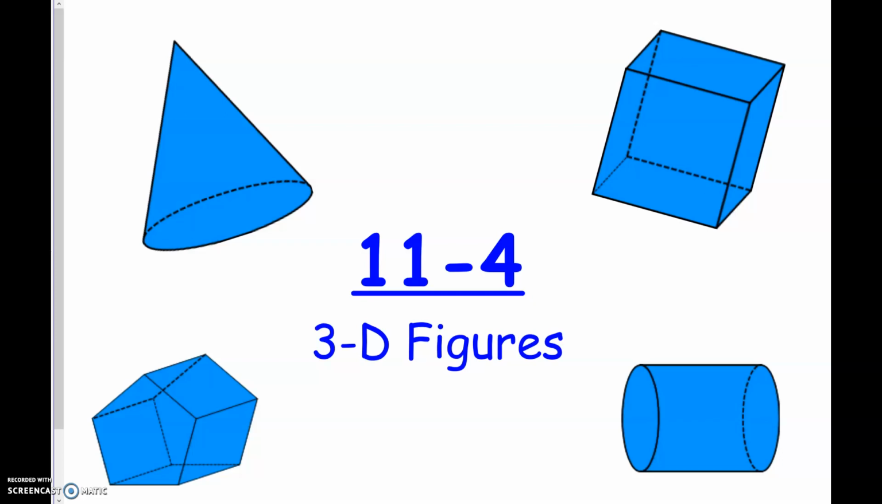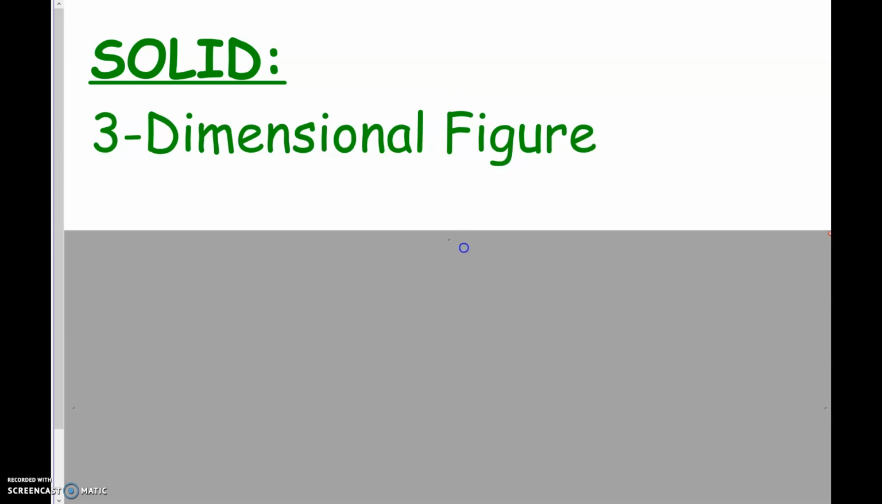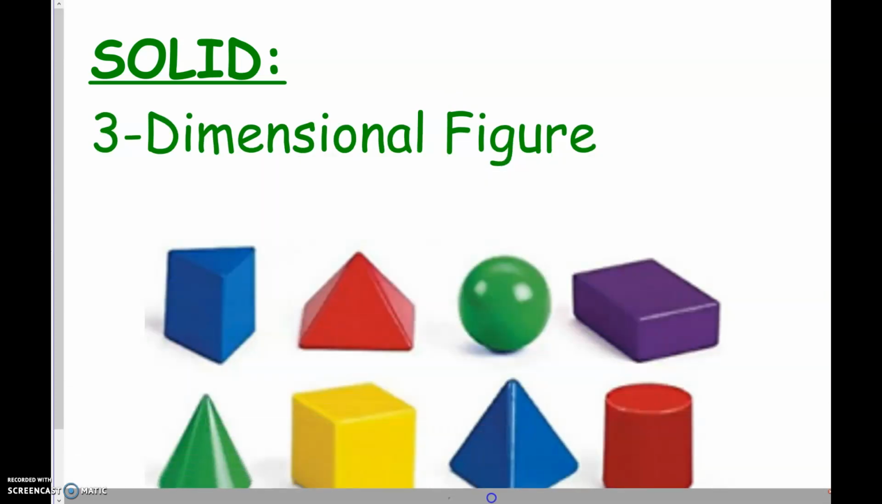Hello and welcome to 11.4 in the Big Ideas book. This is 3D, three-dimensional figures. So we're going to be talking about solids. They're three-dimensional, not flat pieces that we put on a piece of paper. Any of these figures here, like if it's round like a sphere or the cylinder, or your pyramids, cones, prisms, they're all three-dimensional figures.